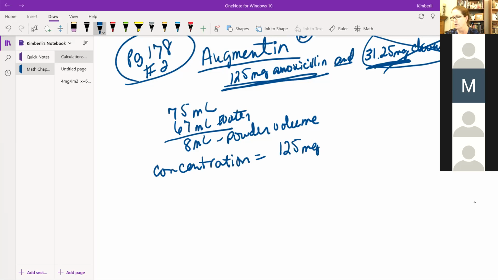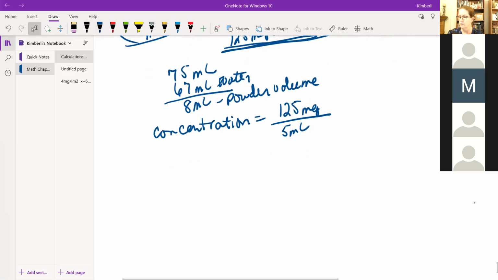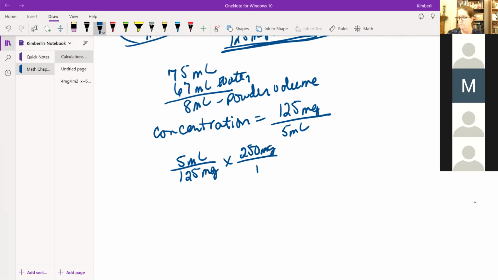125 milligrams per 5 mLs. Good. And we want to give the patient how much? 250 milligrams over 10 mL. I'm going to end up with 1250 again, aren't I? Yep. 1,250 divided by 125 equals 10 milliliters, right?